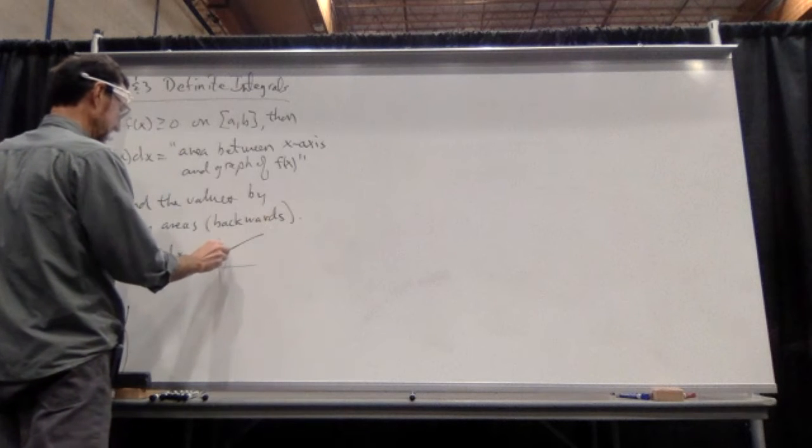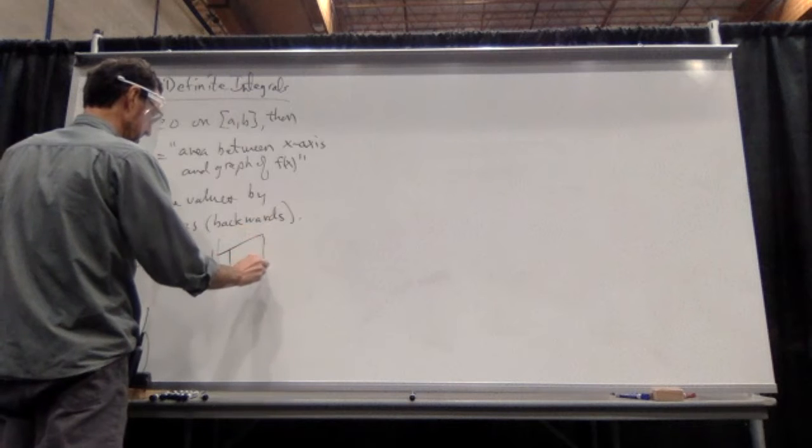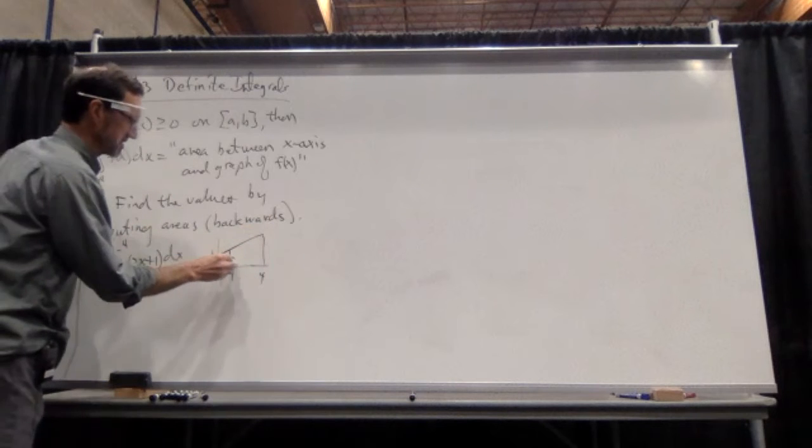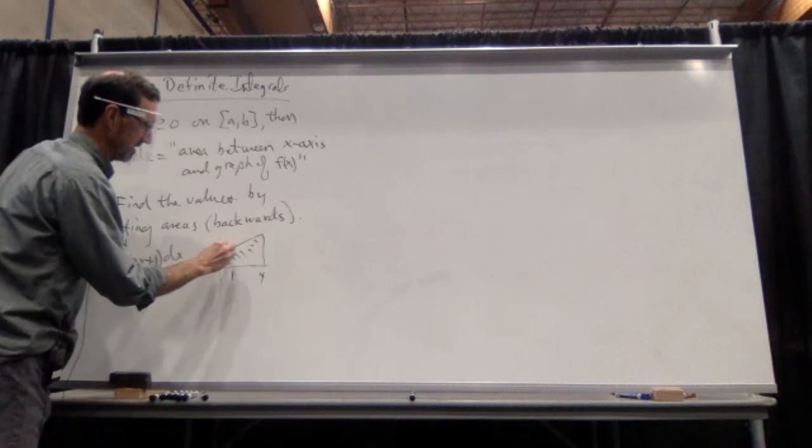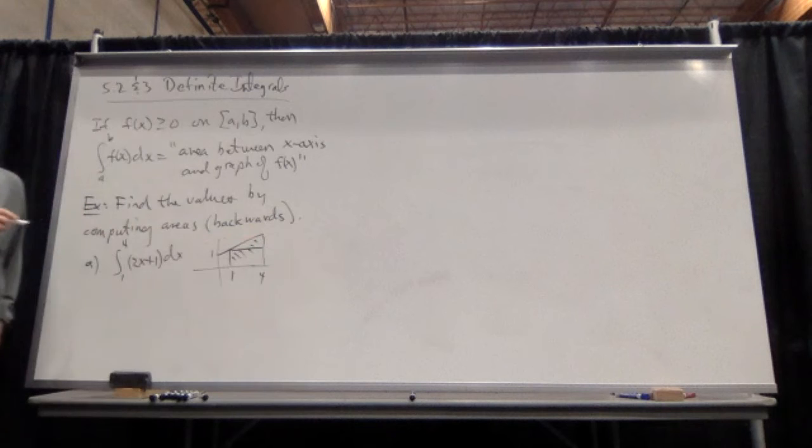So the y-intercept is 1, and the integral says go from 1 to 4. So the value of this integral is the area inside here, and if I draw a line through there, I see I can write the area as a rectangle and a triangle. Okay? I know how to find areas of rectangles and triangles. So the value of this integral will be their sum. How much area is in the rectangle?